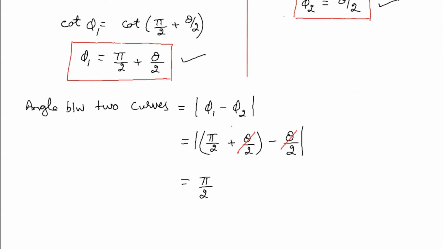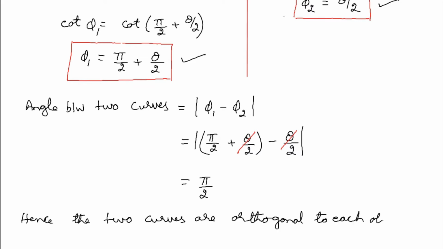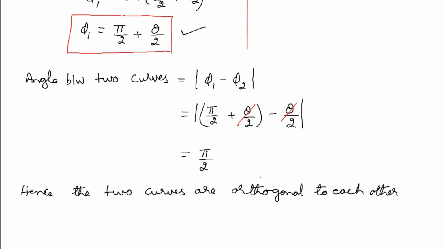So whenever you get modulus of phi 1 minus phi 2 to be equal to pi by 2, we say that the two curves are orthogonal to each other, or the two curves are cutting at right angles to each other. So hence the two curves are orthogonal to each other. So that is the required solution. Let us move on to the next question.